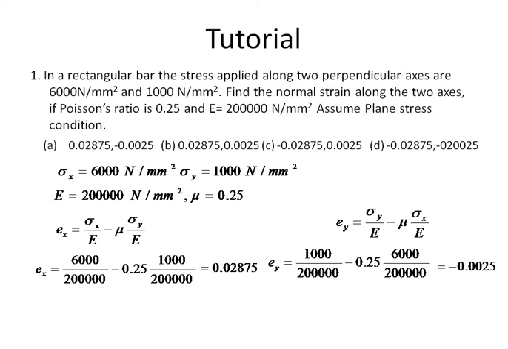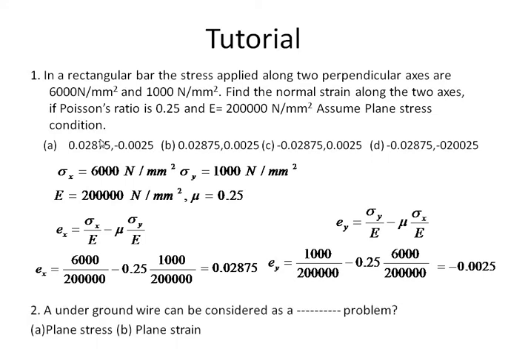In this case, Ex and Ey are the unknown values and sigma x and sigma y are the given data along with E and mu. In the same manner, I can give the value of Ex and Ey and you can be asked to find what is the value of sigma x and sigma y, right? So now the answer is 0.02875 for Ex and Ey value is minus 0.0025, which means this is a compressive strain, right? So the first answer is the right answer, option E.